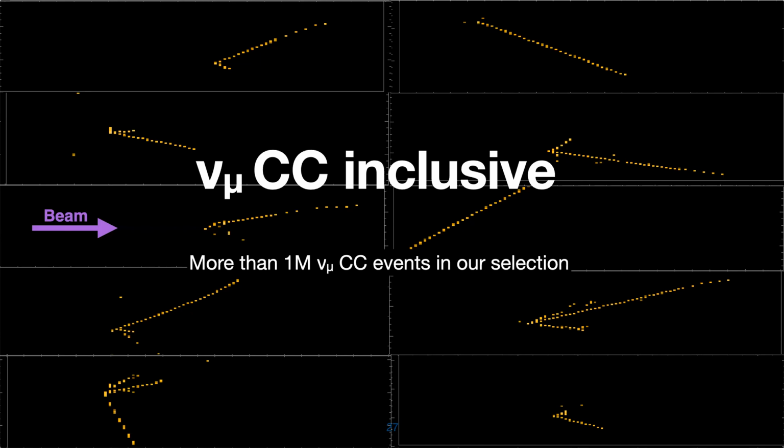And after our selection, we have more than 1 million events. So this is a huge amount of neutrinos. In neutrinos, we're not used to these numbers. We're used to hundreds, sometimes thousands. So actually having 1 million events after your selection is pretty good.